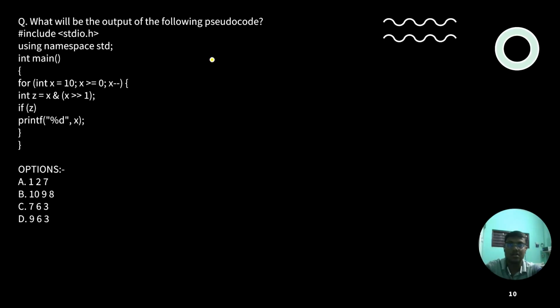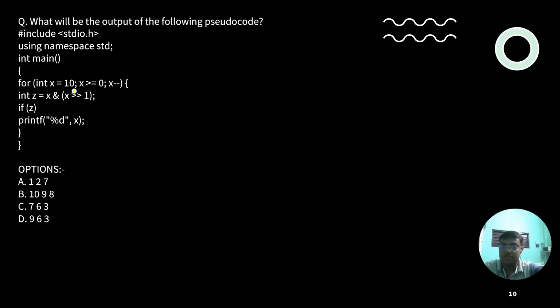It is another question from the pseudocode section. As you can see, your pseudocodes can be directly based on any language. So you should not think that you would get only generalized pseudocode. Rather, you can get direct code snippets from languages. So you need to be prepared for that also.